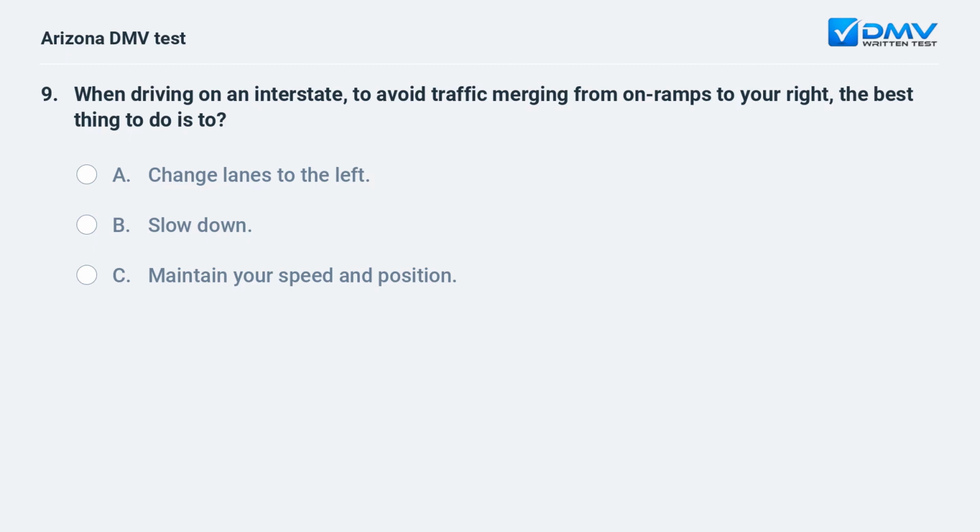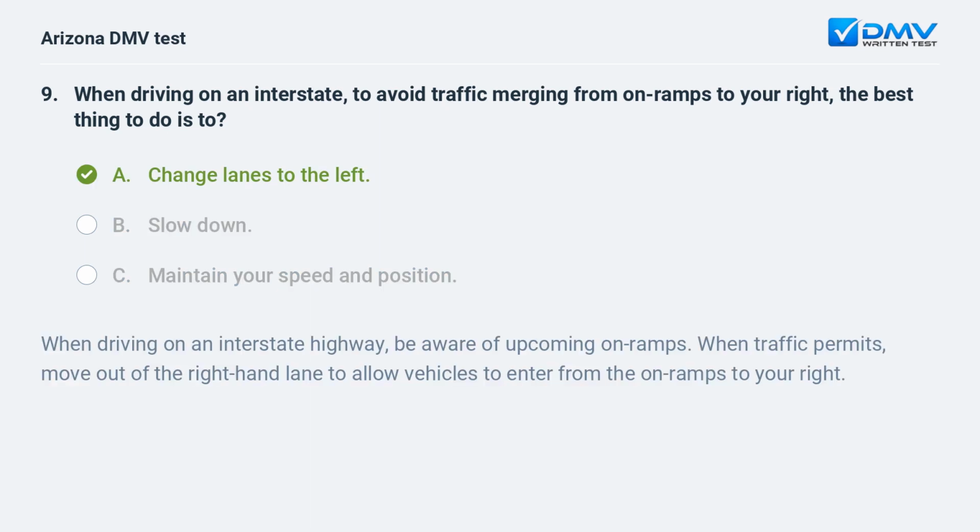When driving on an interstate, to avoid traffic merging from on-ramps to your right, the best thing to do is to A. change lanes to the left, B. slow down, C. maintain your speed and position. A. Change lanes to the left.